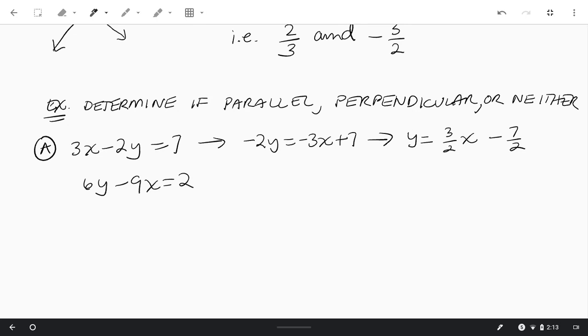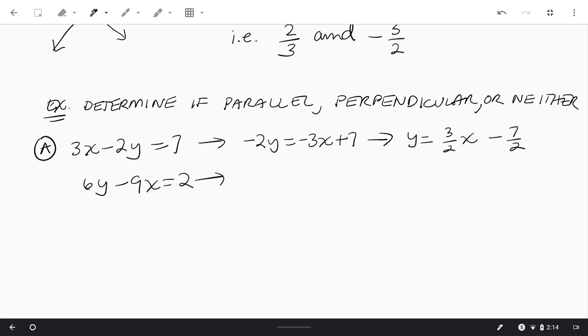Now, when I rewrite the second one, if its slope is positive 3/2 and it has a different y-intercept, then they would be parallel. If the slope turns out to be negative 2/3, then these lines would be perpendicular. So let's see what we get.